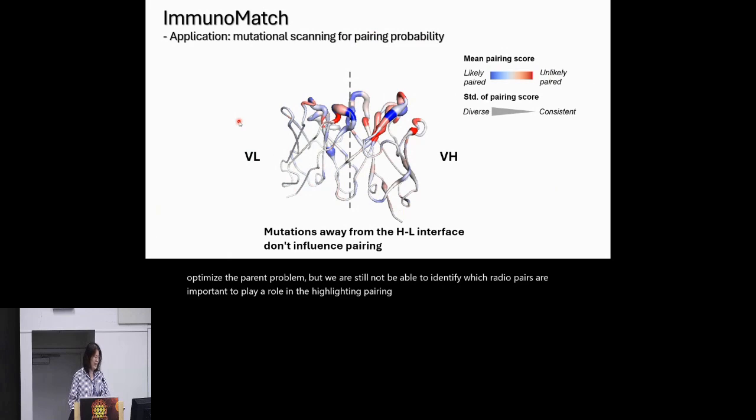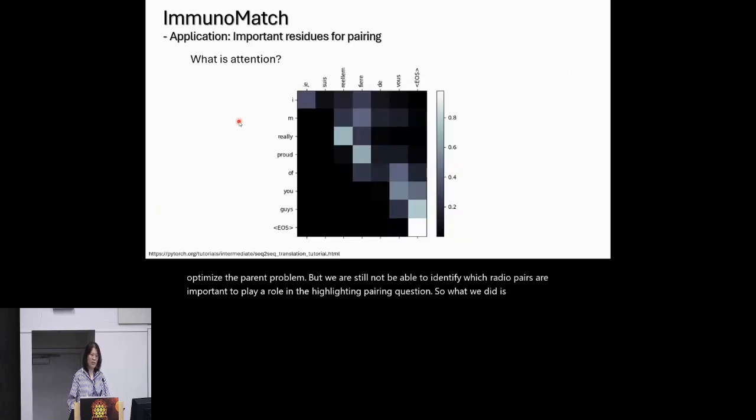So what we did is that we want to extract the attention matrix during the training of our ImmunoMatch. So what is attention? For example, if you want to use a human language model to translate an English sentence to a French sentence, you get this attention matrix. I don't understand any French, but from this attention matrix, I can still make some guesses. For example, the English word "really" probably means this French word after the translation.